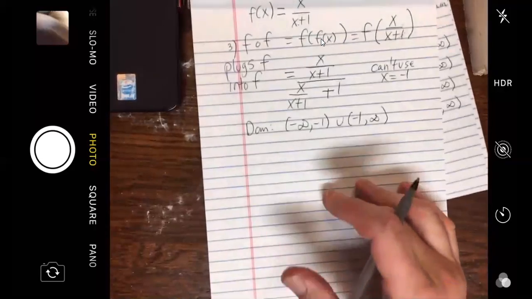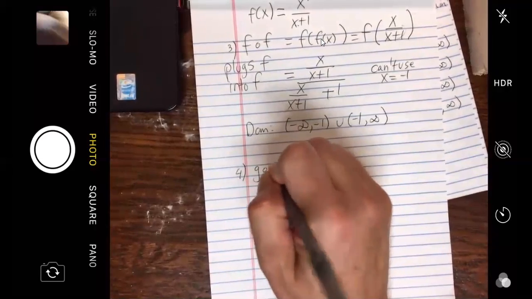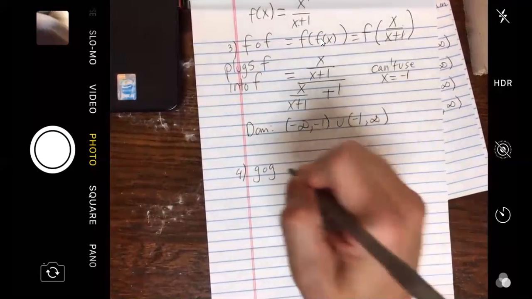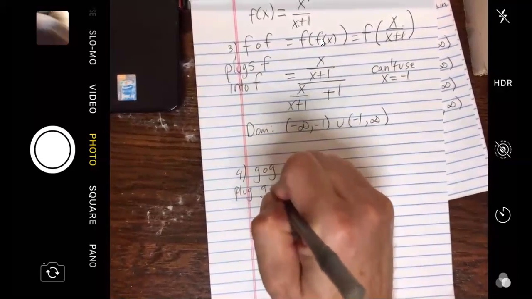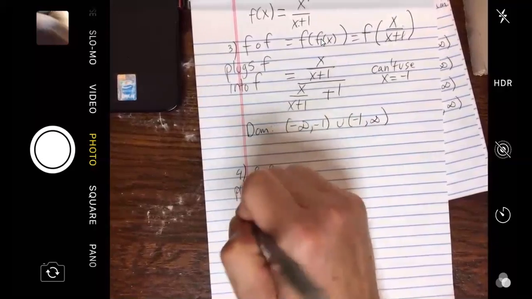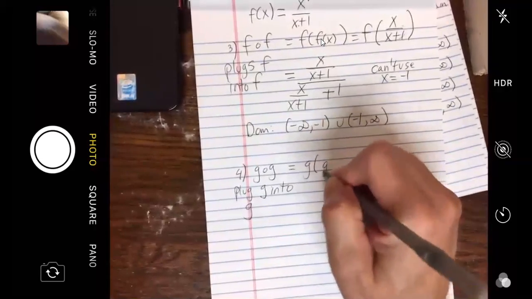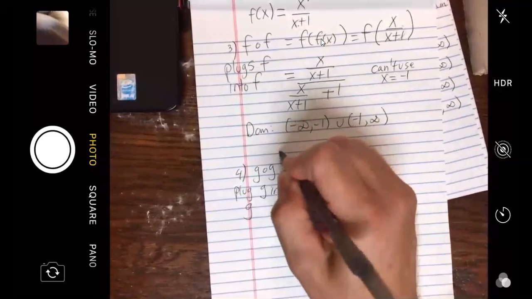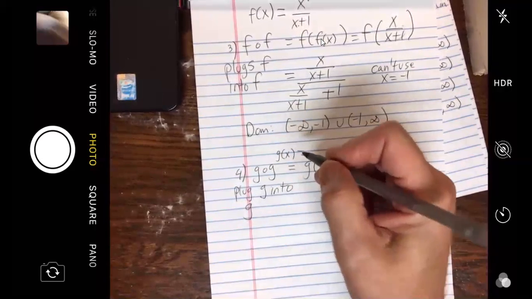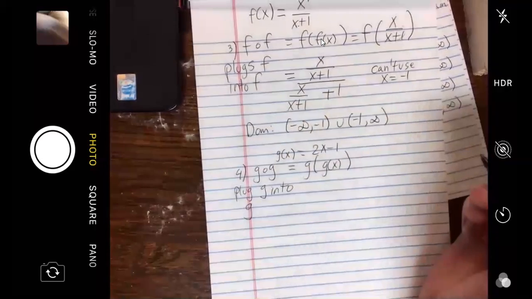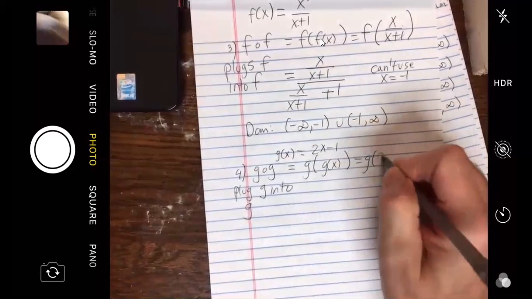All right, and the last one, I'll call it g of g, g circle g. Plug g into g. g of x, g of x is 2x minus 1. g of 2x minus 1.